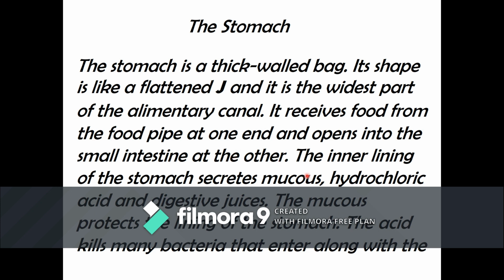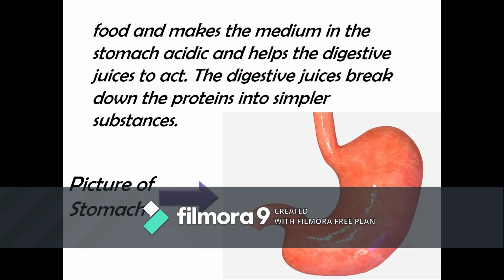The inner lining of the stomach has the gastric glands, I told about the juices, right? The stomach secretes mucus, hydrochloric acid and digestive juices. Mucus protects the lining of the stomach. The hydrochloric acid kills many bacteria that enter along with the food and makes the medium in the stomach acidic, which helps the digestive juices to act. So what are the digestive juices doing? They break down the proteins into simpler substances. So this is a flattened J-shaped stomach.